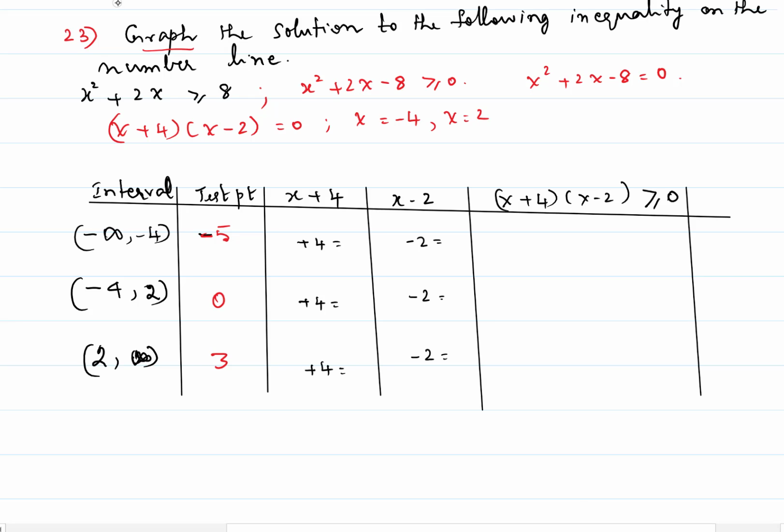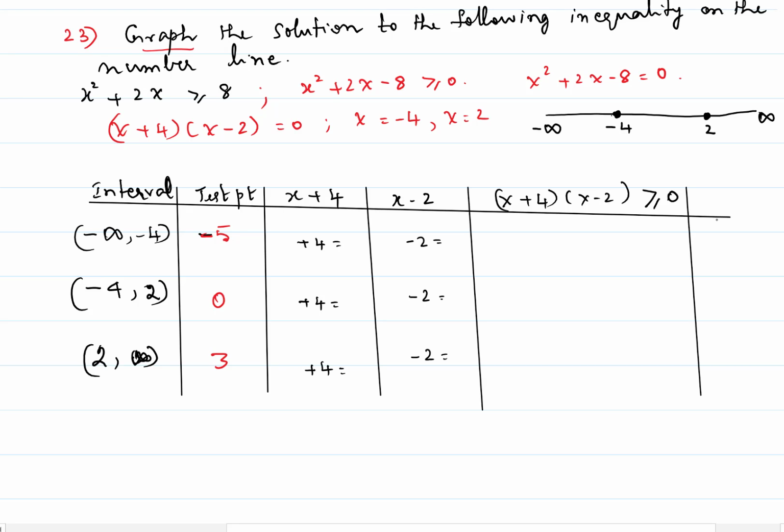So on the number line, you plot negative 4 and 2. The 2 points, negative 4 and 2, divide the number line into 3 regions. Negative infinity to negative 4 is one interval, negative 4 to 2 is another interval, and 2 through infinity is the third interval. Note that we have made negative 4 and 2 solid points because the inequality includes zeros. It's greater than or equal to 0.